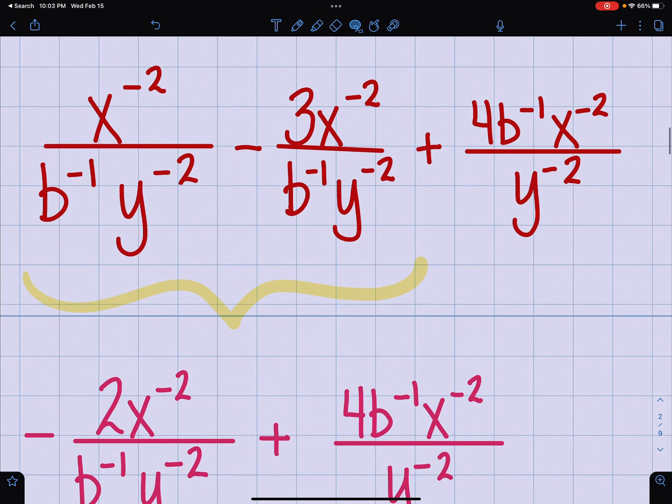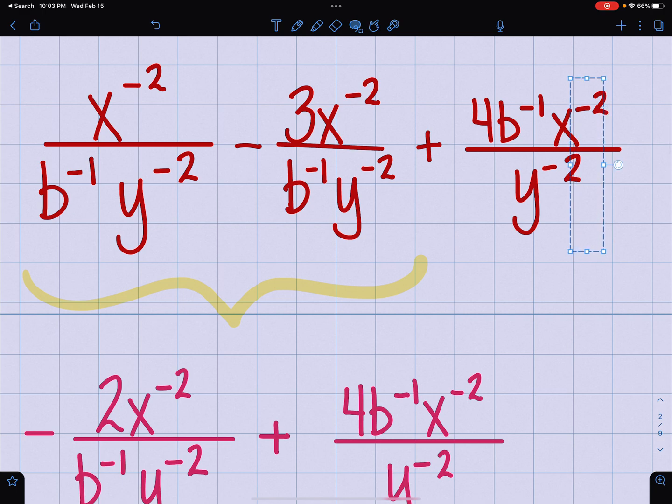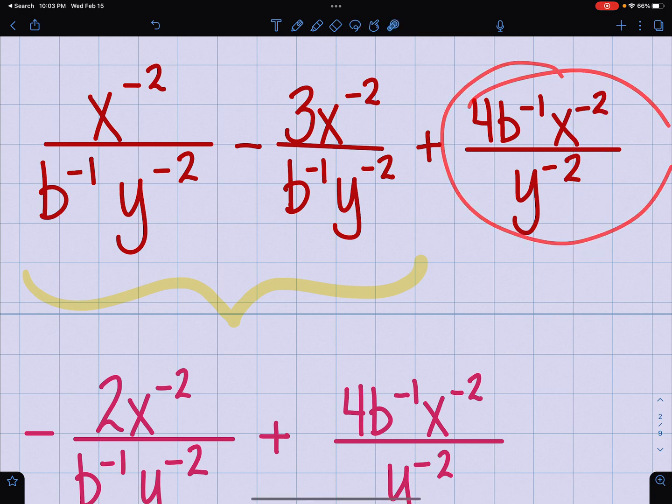And, oh, we can't forget about that final term, right? The final term is this one that we have to add on to the end. And otherwise, we did that. We got that, right? All right. There we go. That's all there is to it. That's the final answer, right?